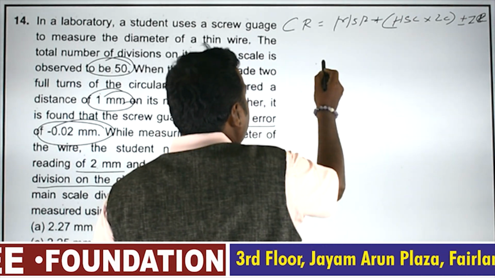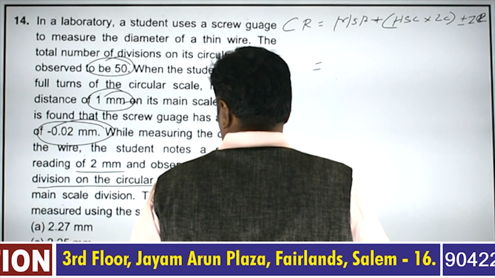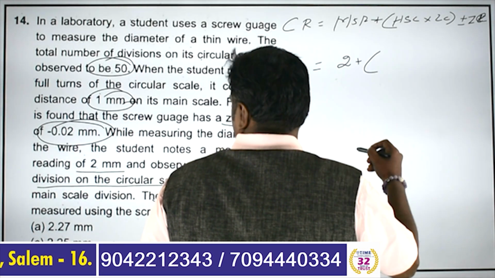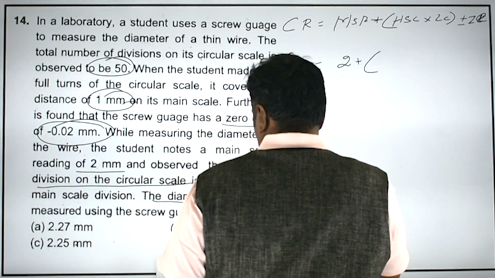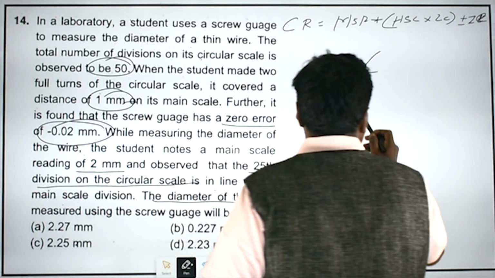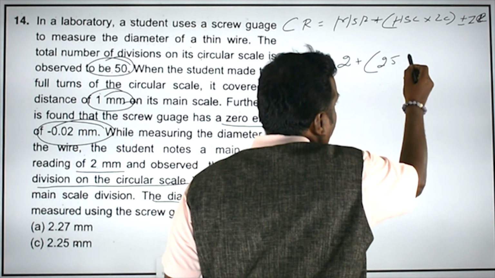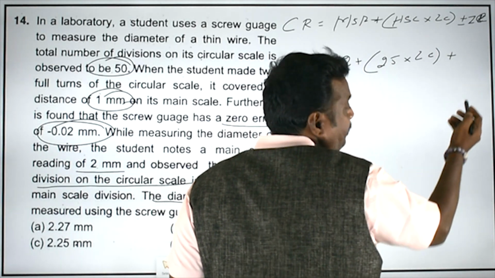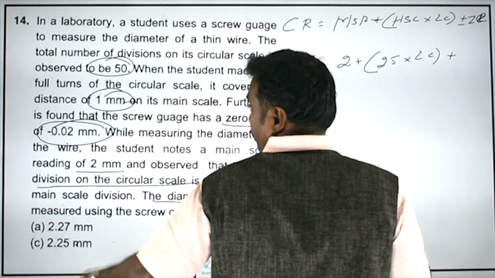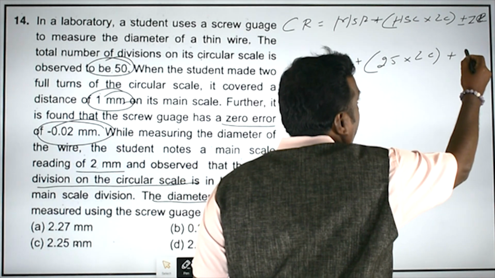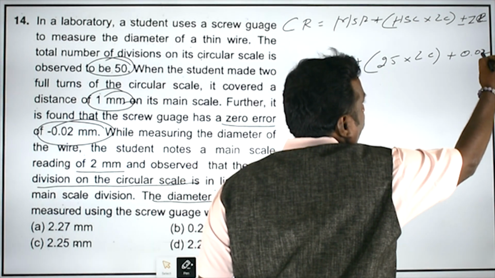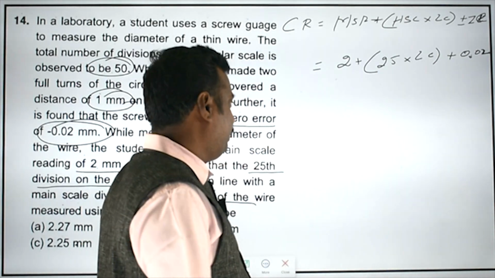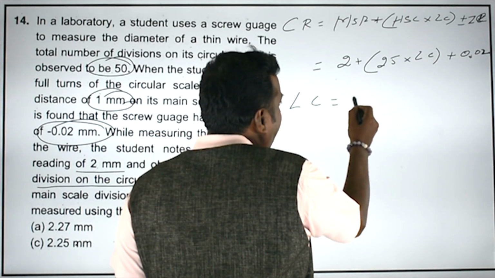The value of MSR is 2 millimeter, so I put 2, plus HSC, head scale coincidence, the 25th division as given here. So 25 into LC, the least count, which they have not given, plus zero error. Since the zero error was minus 0.02, the zero correction is plus 0.02. So no doubt, right? Now we need to find the least count. What is least count?